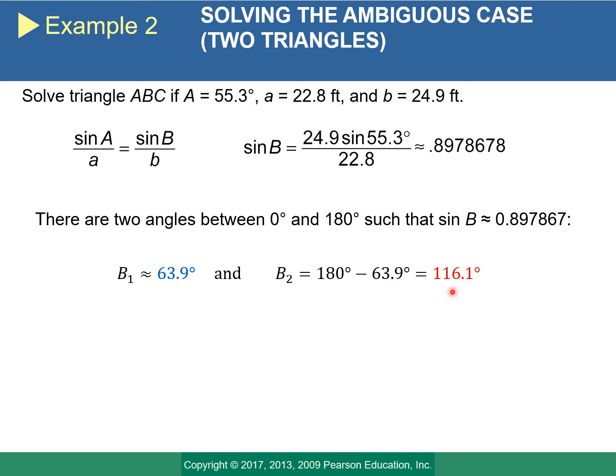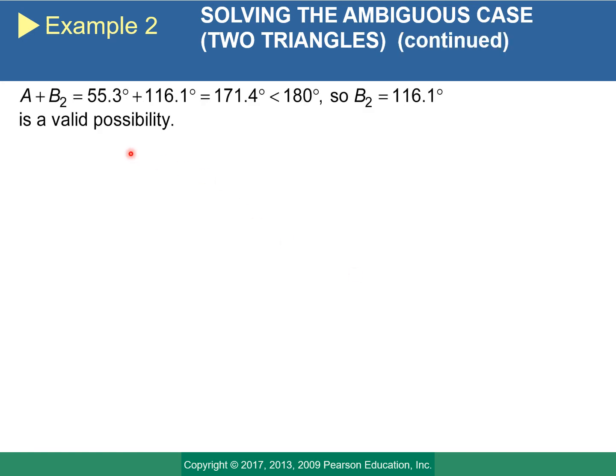So we have two possible angle B's. I'm going to call them separately, B1 and B2. Because we have two different B values, 63.9 and 116.1, we have two possible triangles. And so we do actually have to work on both of these. Now, let's see what happens. A plus the second angle, B sub 2. We have 55.3 degrees, which was given for A, and what we found for B2, 116.1. Now, this is less than 180 when you add these, and so B2 does exist.